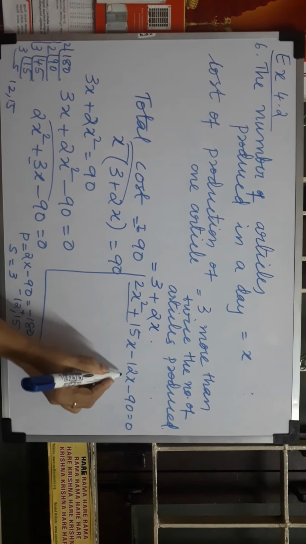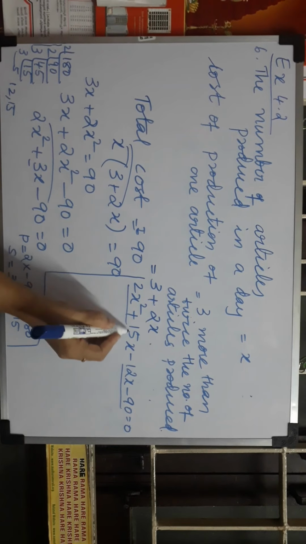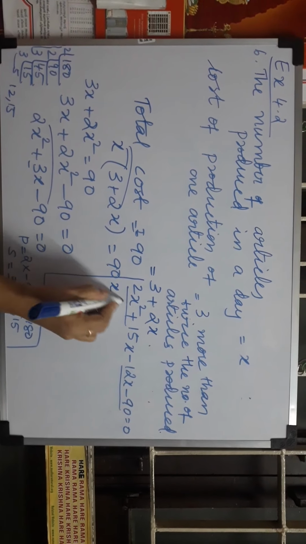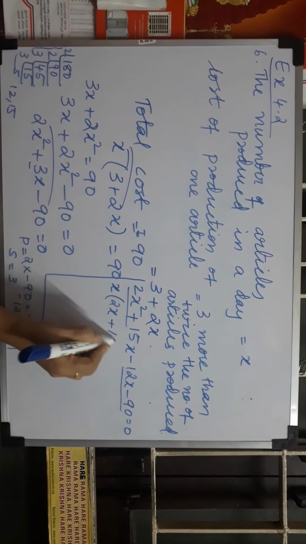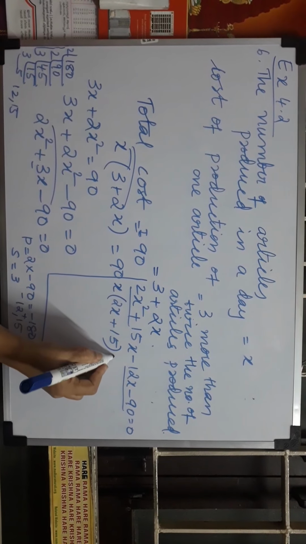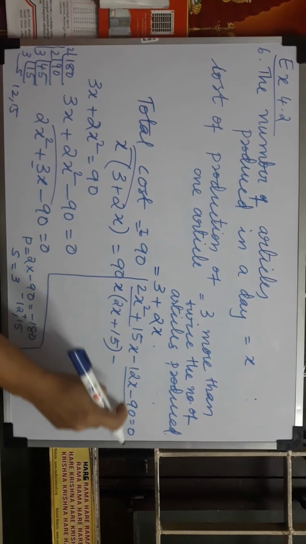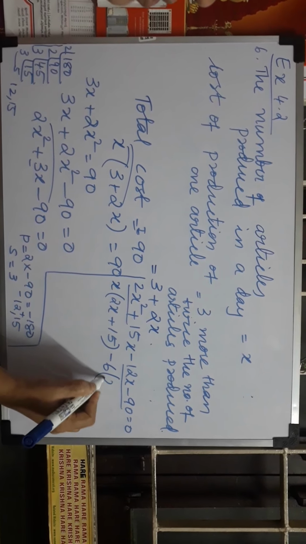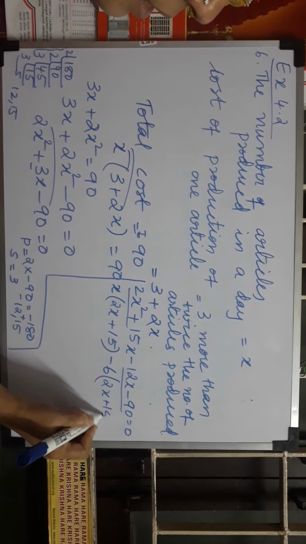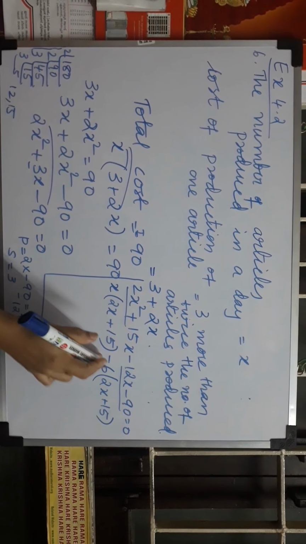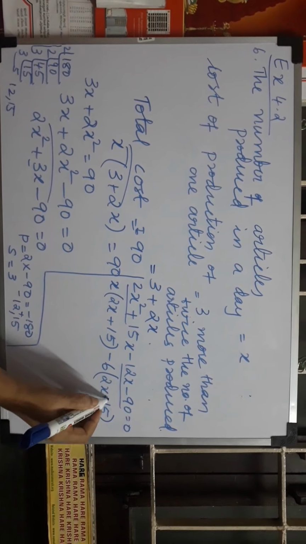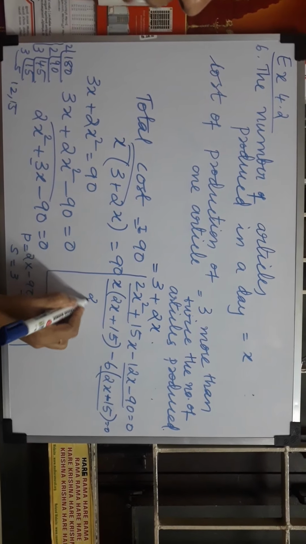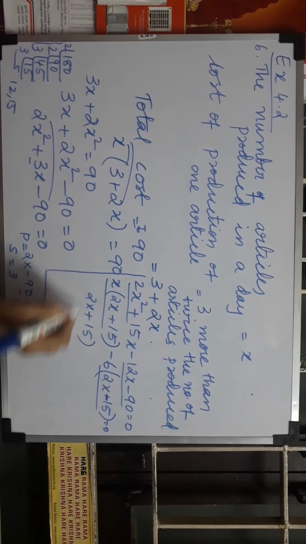From these first two terms, 2x square and 15x, there is no common number except x, so x is the common factor. That gives x into 2x plus 15. For the third term, keep its sign. For 12 and 90, we want to find the HCF. The HCF of 12 and 90 is 6. So here 2x plus 15. From the negative we take out minus 6, and dividing by the negative gives positive. So from these two terms, 2x plus 15 is common, into x minus 6 is equal to 0.